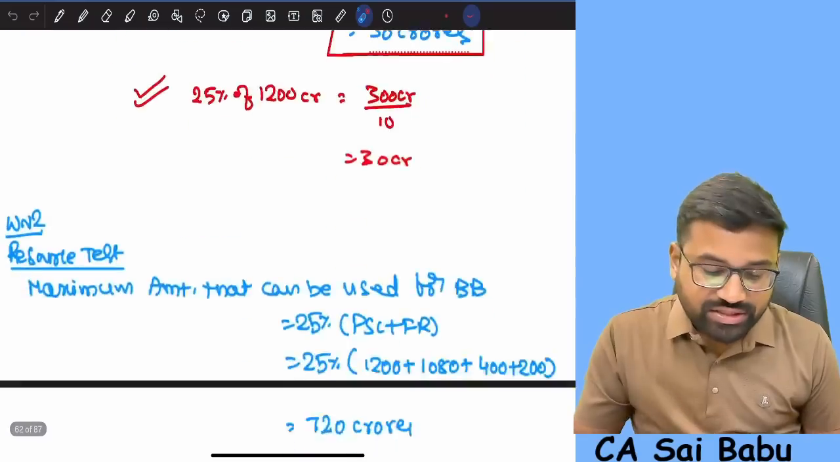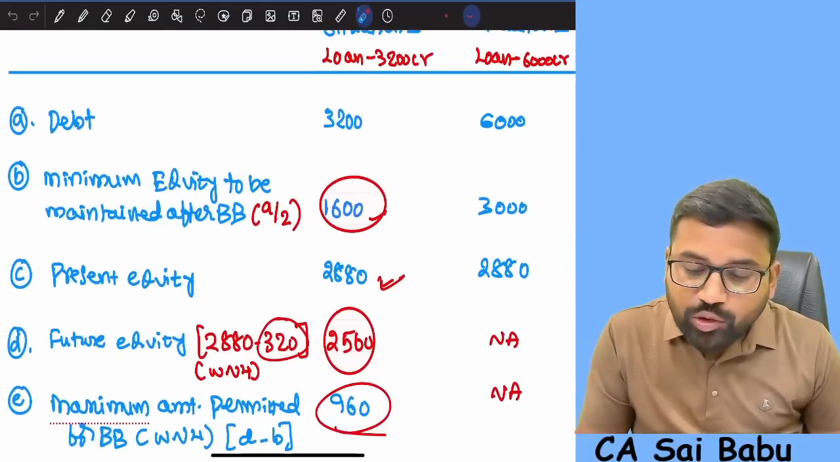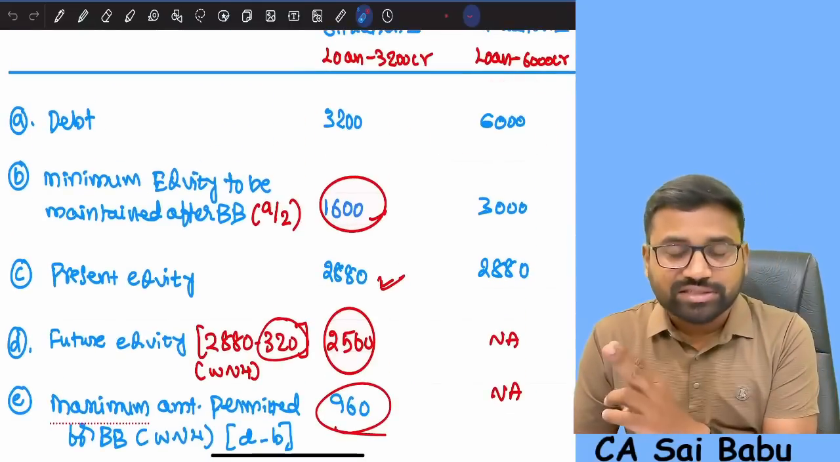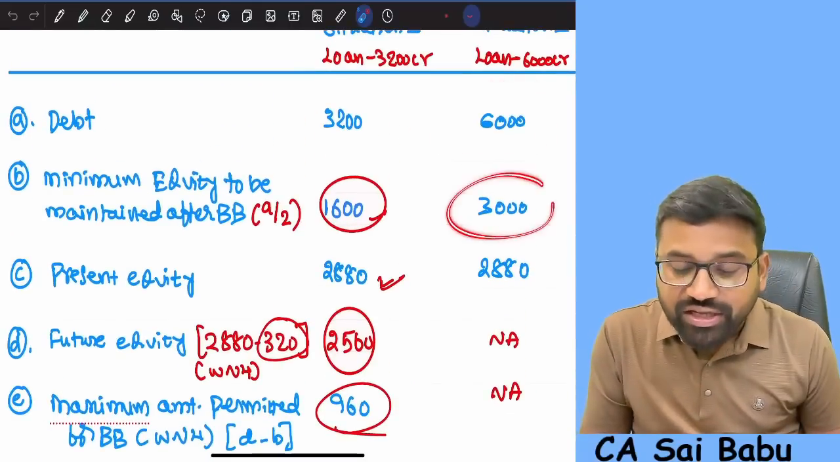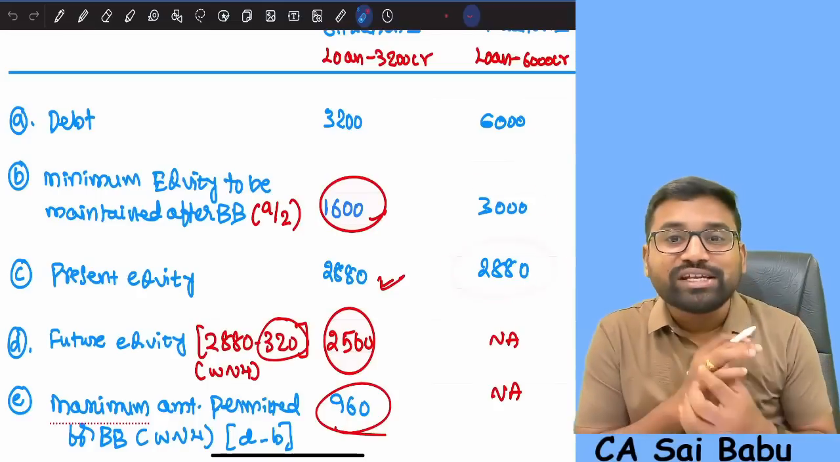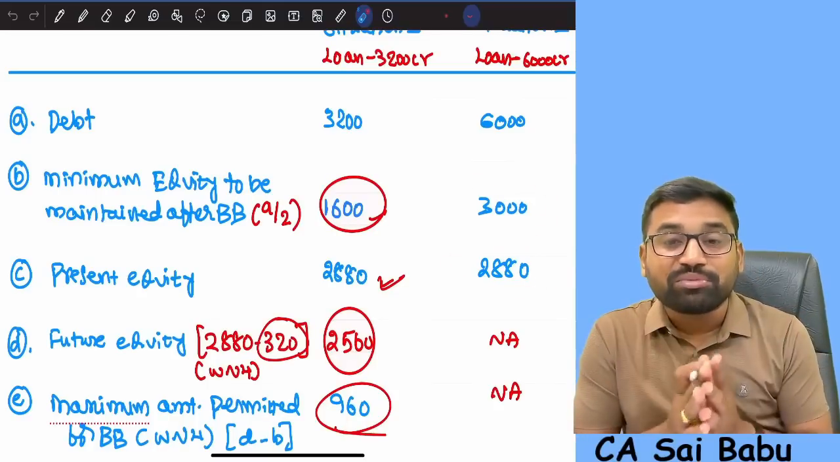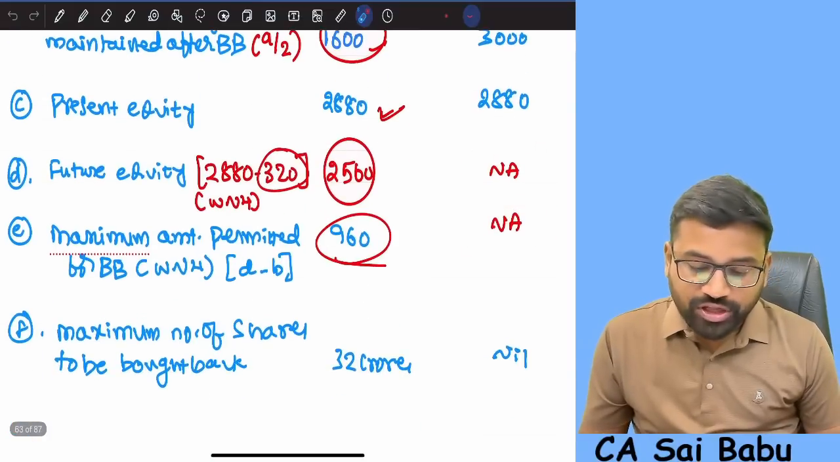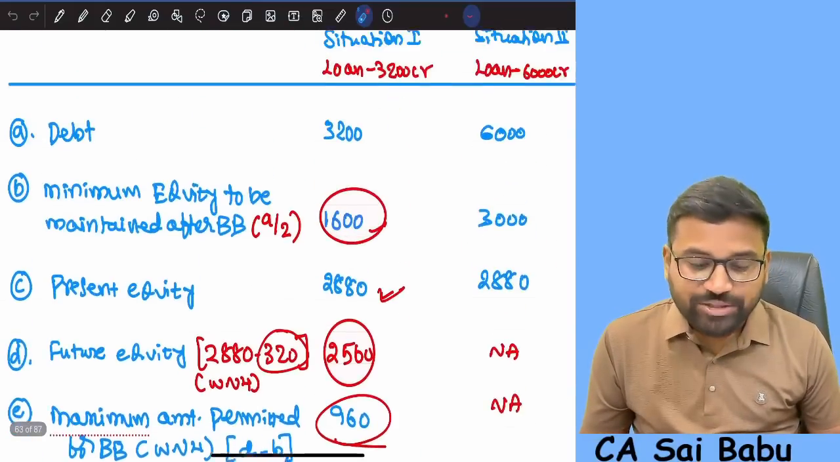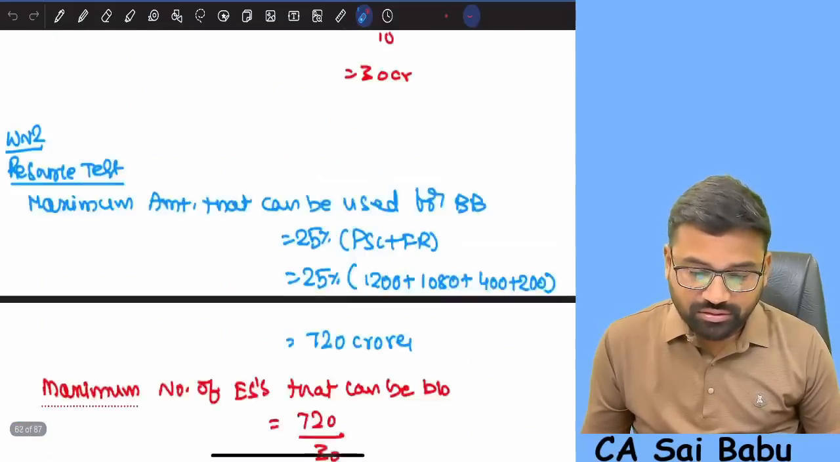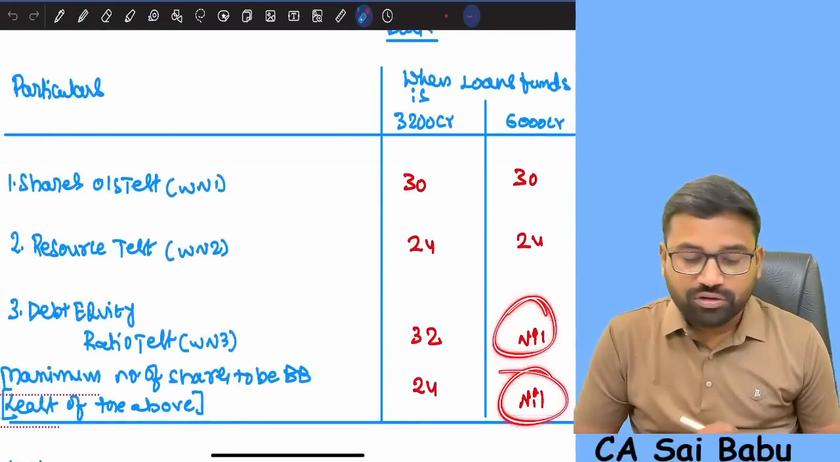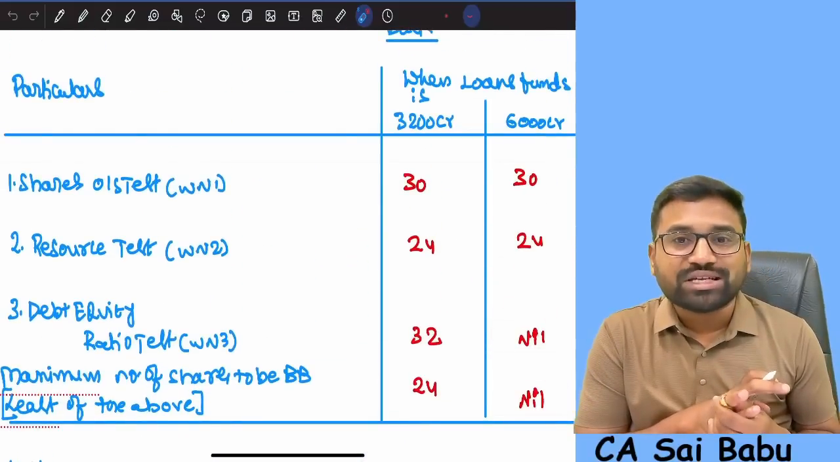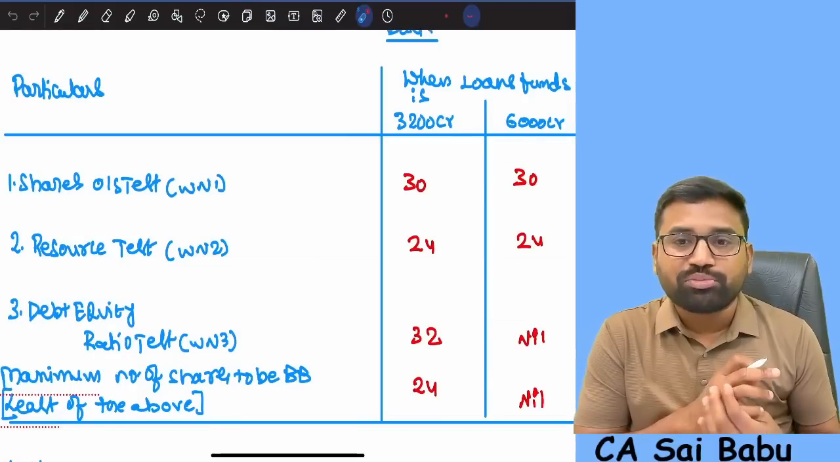Loan funds are 6,000 crores. Sir, when my debt is 6,000, equity to be maintained is 3,000. What is the present equity? 2,880. Therefore, buyback is not permitted because reduction in equity is not possible. Therefore, not applicable. Therefore, maximum number of shares to be bought back as per last test is nil. That means when the loan funds are 6,000 crores, the maximum number of shares to be bought back is nil.